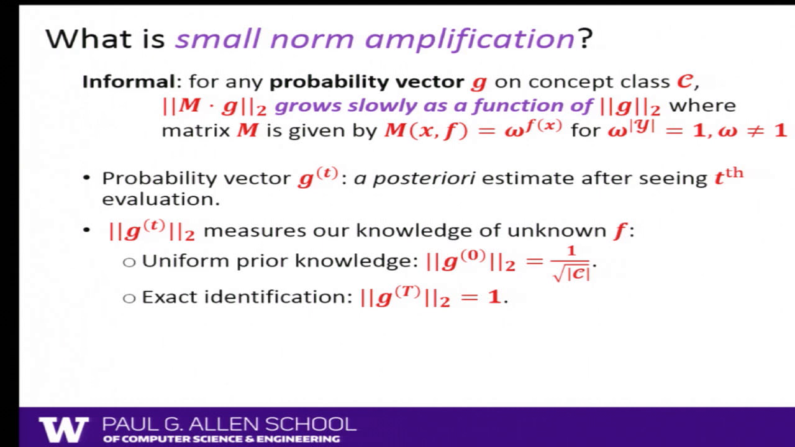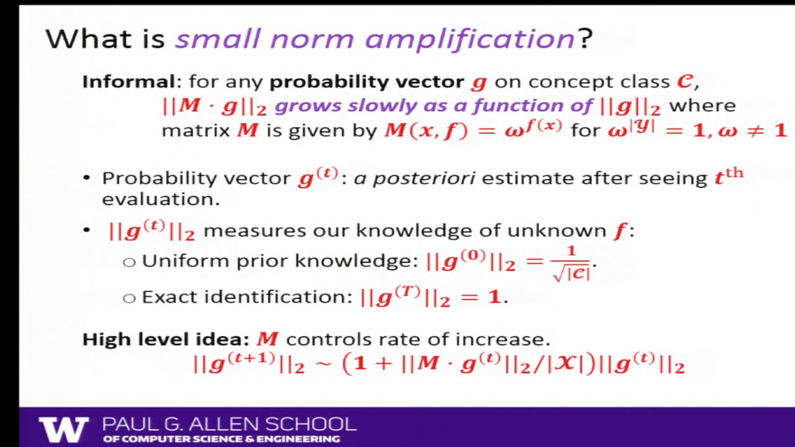Then what is the role of the matrix M? At a very high level, this matrix M controls the rate of increase of the 2-norm. So the 2-norm of G roughly increases in this way. So that's the reason why we should care about this property.